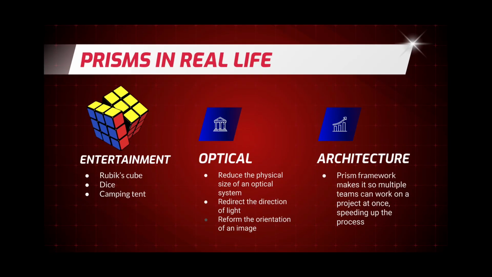Some prisms in real life and entertainment are the Rubik's Cube, dice, and camping tent. An optical prism reduces the physical size of an optical system and redirects the direction of light. It reforms the orientation of an image, and an architect prism's framework makes it so multiple teams can work on a project at once, speeding up the process.